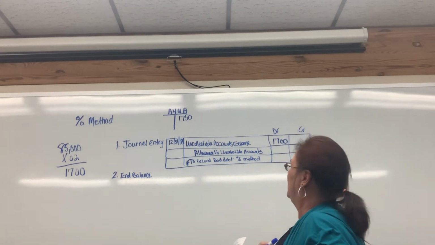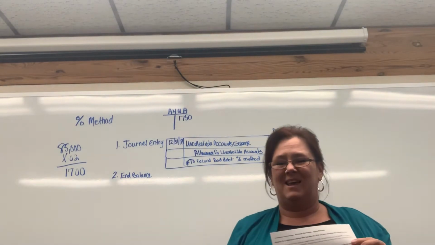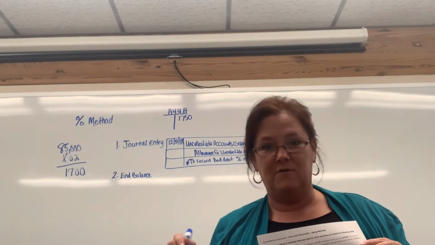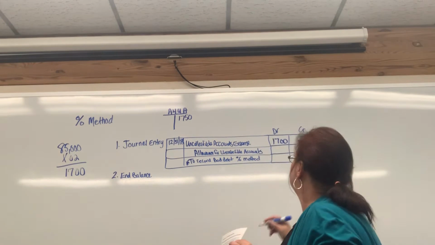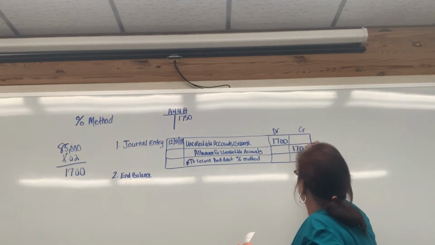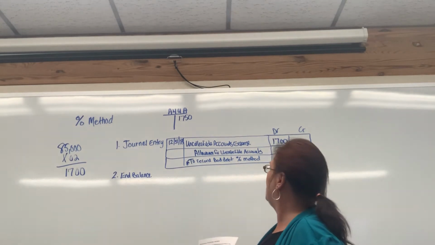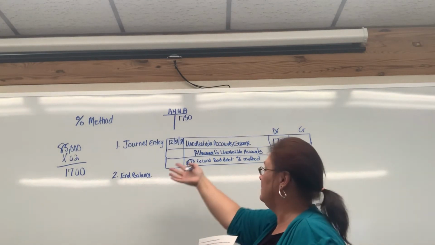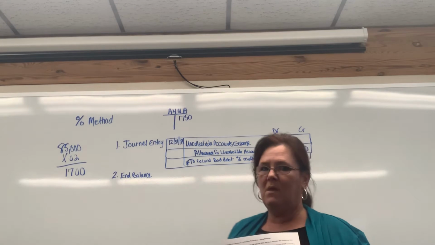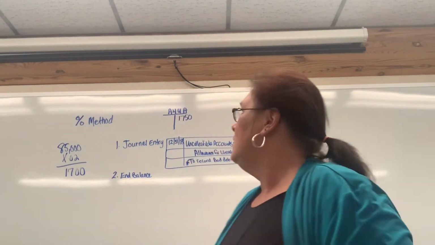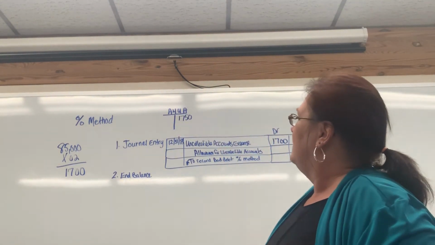The second one is allowance for uncollectible accounts. This is a contra asset off of your accounts receivable. So plug in the same thing, $1,700. For your reason, it's to record bad debt, percent method. There's your journal entry.